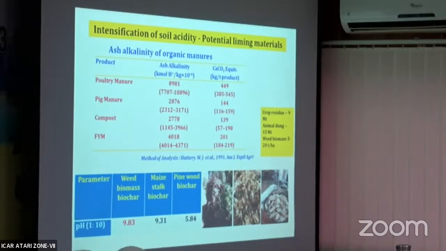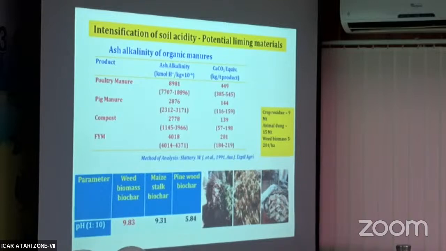So in our project, we have used different organic manures. What we have found is that poultry manure is the best organic matter to replace lime. We have analyzed it: 1 ton of poultry manure is equivalent to 450 kg of lime, calcium carbonate equivalent. Okay, why is this more?